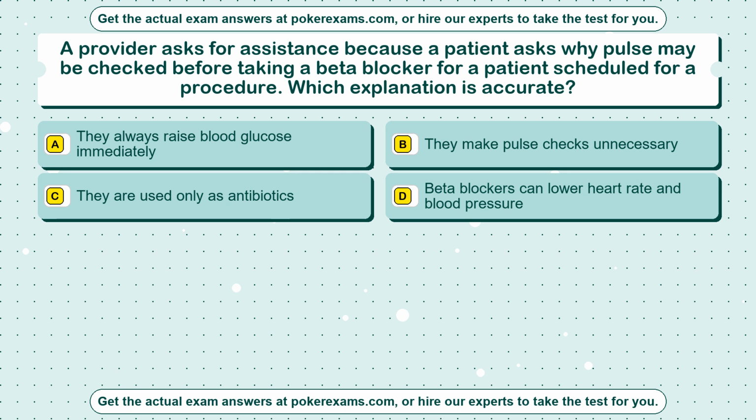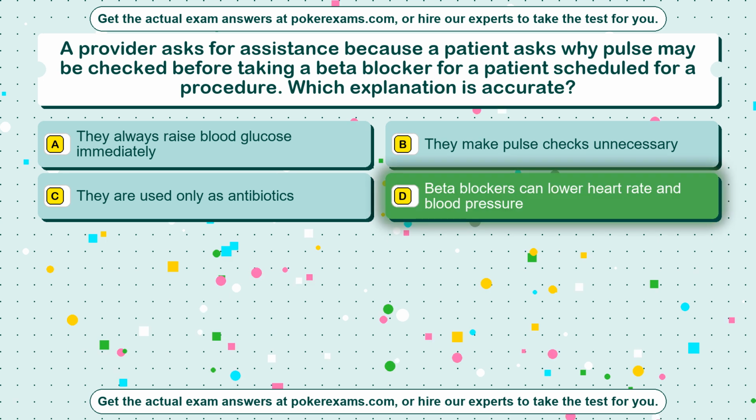Which explanation is accurate? Option A, they always raise blood glucose immediately. Option B, they make pulse checks unnecessary. Option C, they are used only as antibiotics. Option D, beta blockers can lower heart rate and blood pressure. The correct answer is option D, beta blockers can lower heart rate and blood pressure.